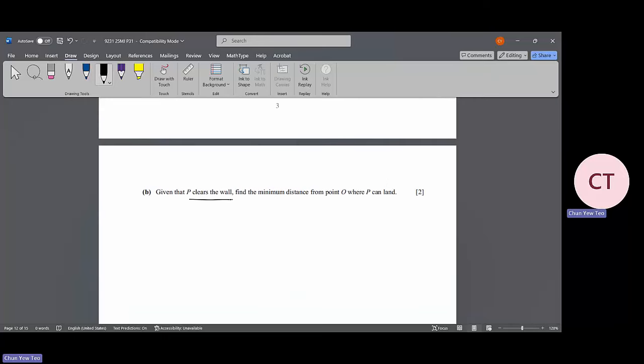Given that the P clears the wall, find the minimum distance from the point O where it can land. Okay, so we have 2 cases. Case 1 where theta is equal to 37.6, and case 2 where theta is 68.4 degree. So which one will give you the minimum distance? You can see that this is 35, this is the 10 meter. So if you project it with this speed, with this 37.6 degree.